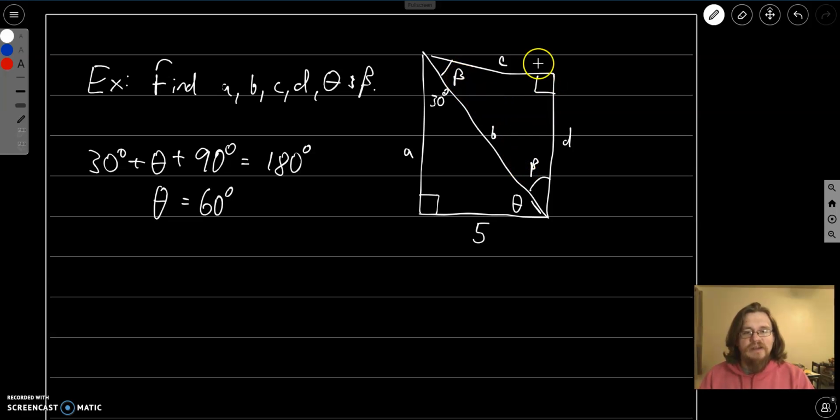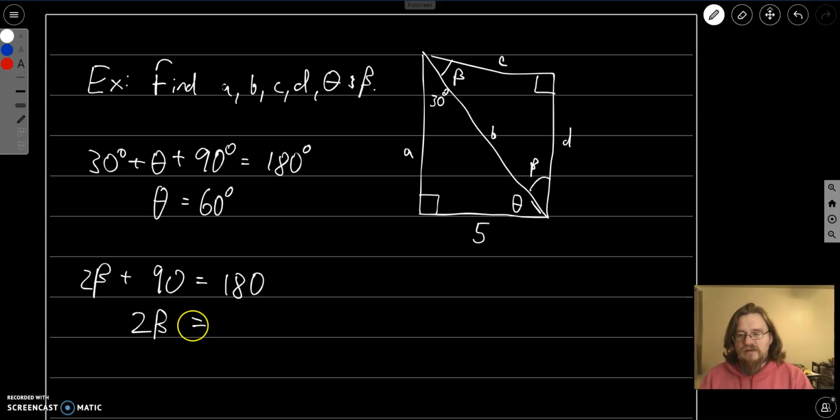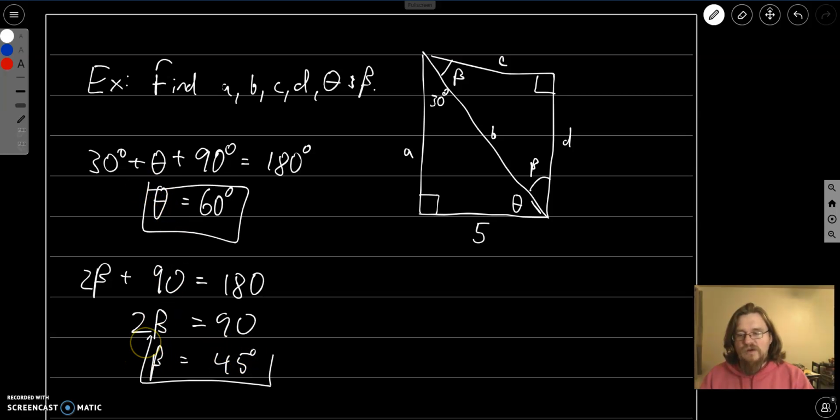So beta plus a 90-degree angle should be 180 degrees. So beta plus beta, the last two beta, plus 90 should be 180. We subtract 90 from both sides, divide by 2, beta is just going to be a 45-degree angle. So we know theta and we know beta. Cool. So now we should start figuring out what are A, B, C, and D.